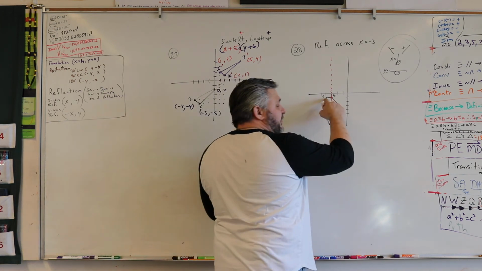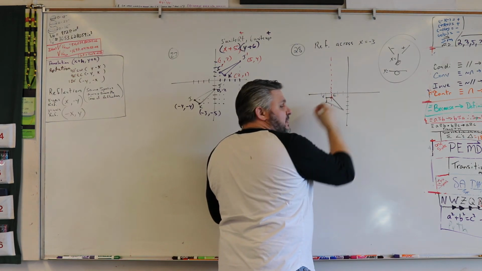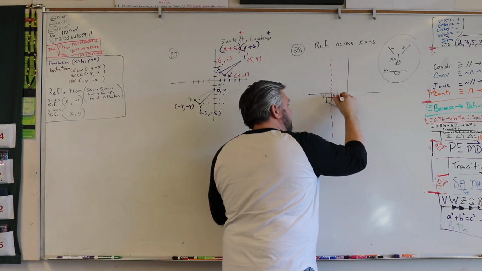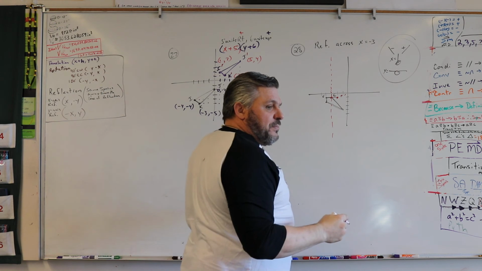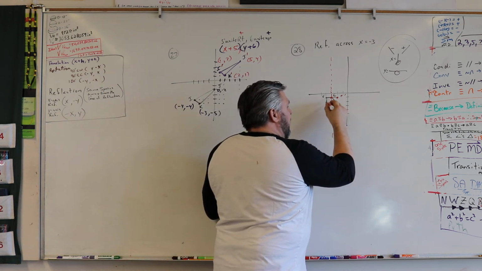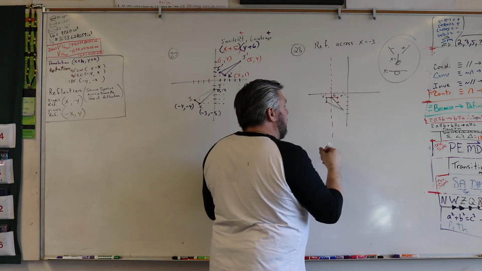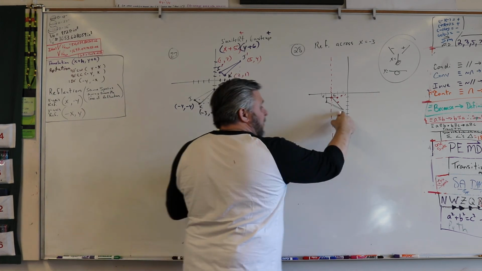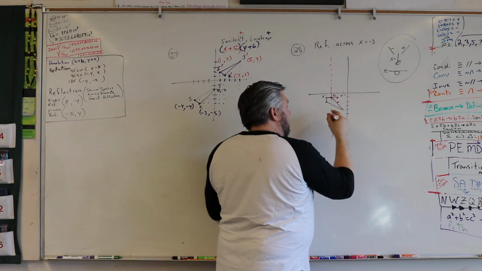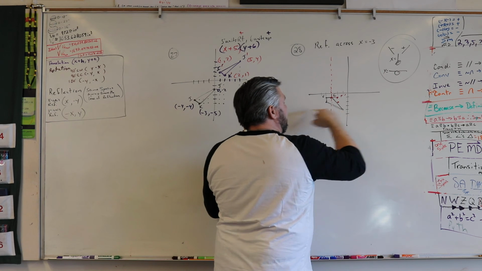But where does this one move? How far away is it? 1. So it's going to move 1 to the other side. And that's your new F. Where's this one going to go? How far away is it from this line? 1. So I'm going to go 1. Now, where's this going to go? No, there's 2 spaces. So I'm going to go 1, 2. Still going to be on that same way.